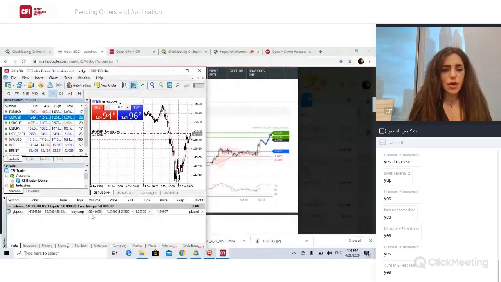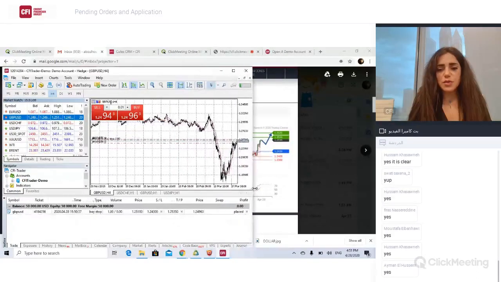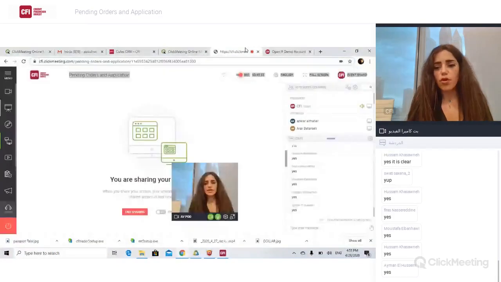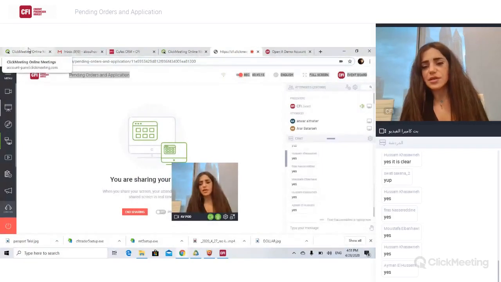So this is your lot. This is your price. This is your take profit. This is your stop loss. And we placed it. Now, once the price reaches 1.2510, the trade opens. Now, can you still see my screen? I'm going to go on full screen, team, because I want to show you how to calculate the profit and loss.